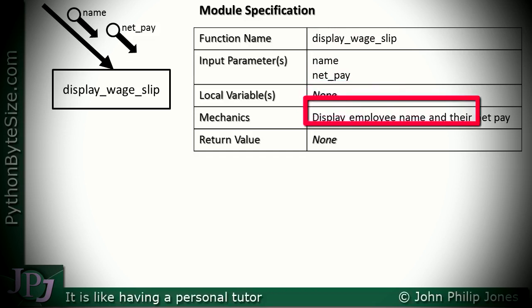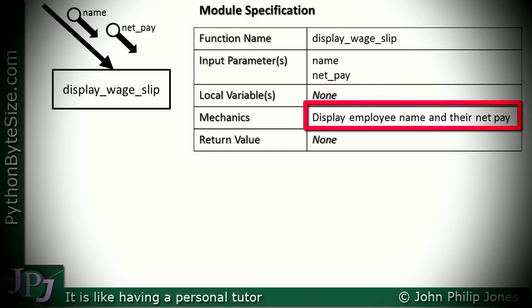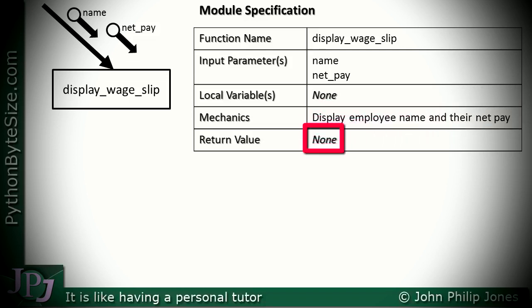Now the mechanics, which is what the function's actually going to do, if you like, this is the algorithm for the function, what the code is inside the function, well, it's going to do something pretty straightforward. It's going to display the employee name and their net pay. Now the return value I've labelled up as none because this particular function does not return any values.